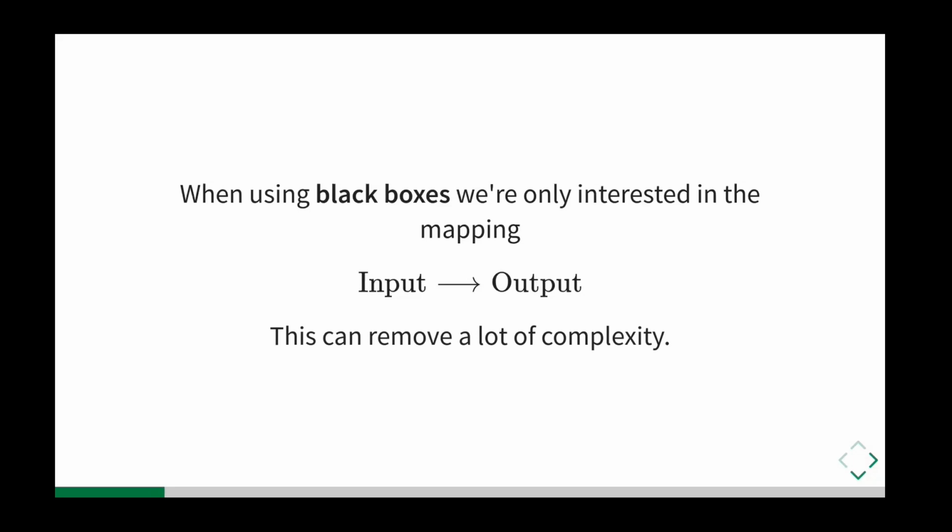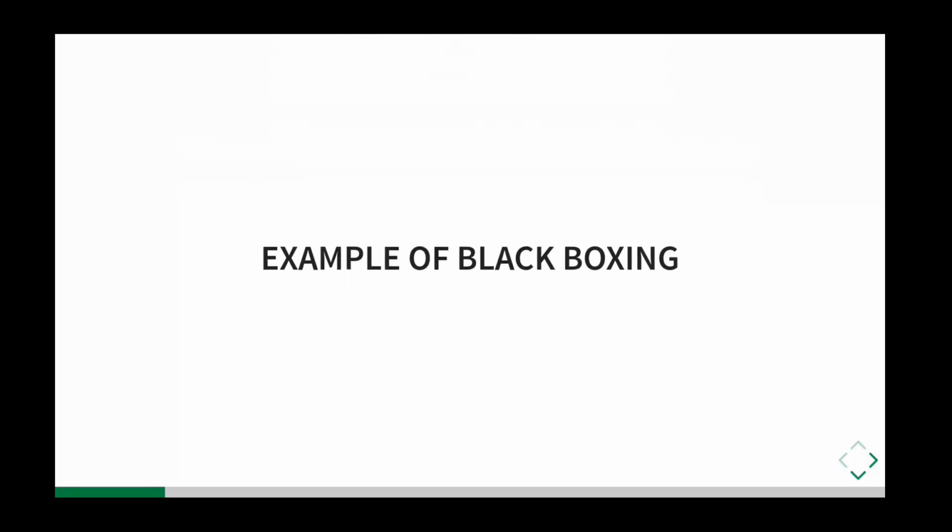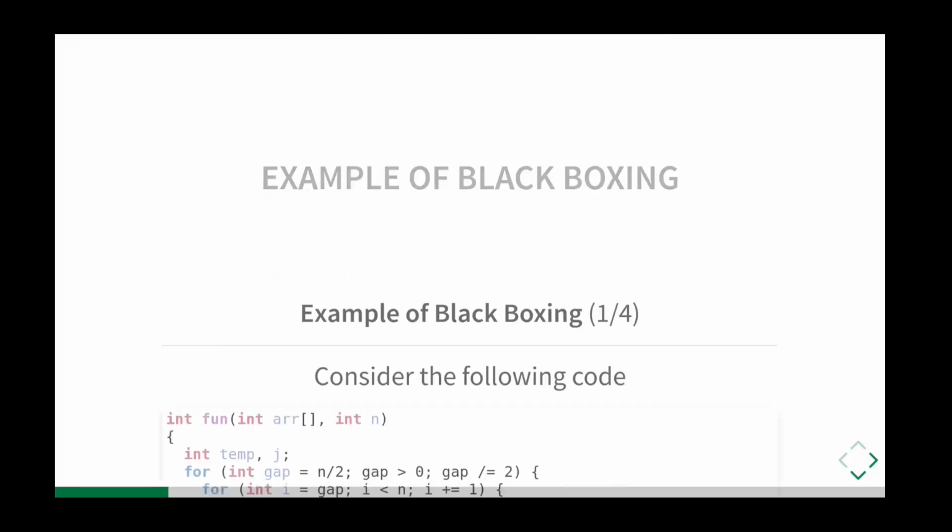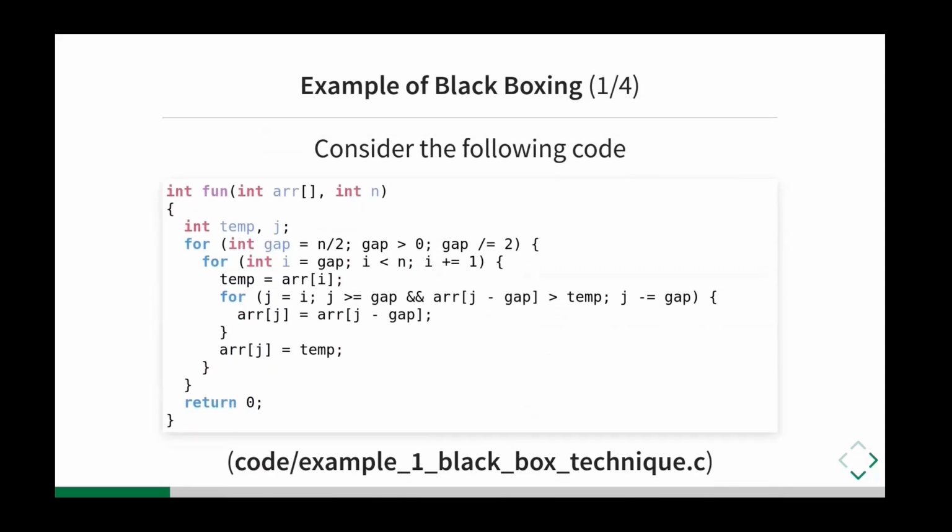So when you first approach a system, instead of trying to understand all the details, you should start, I think, by understanding how inputs are mapped to outputs and what are, for example, the characteristics of the inputs and the characteristics of the outputs. This can give you an overall idea. So this is an example. Consider the following code. This is a C function. It's called fun. We don't know what it does.